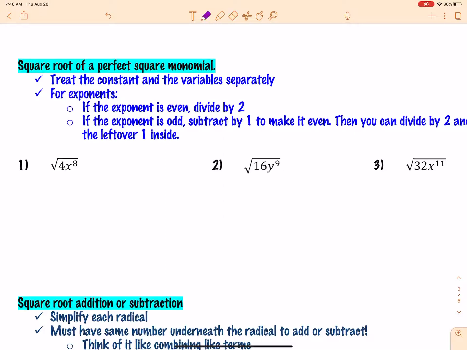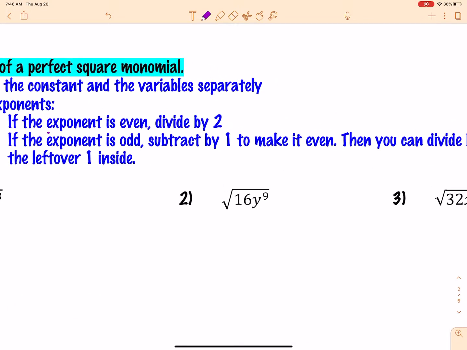All right, so the rule is this. If the exponent is even, just simply divide by 2. How easy is that? So if you have x to the 16th, the square root of that is just x to the 8th. Just divide by 2.